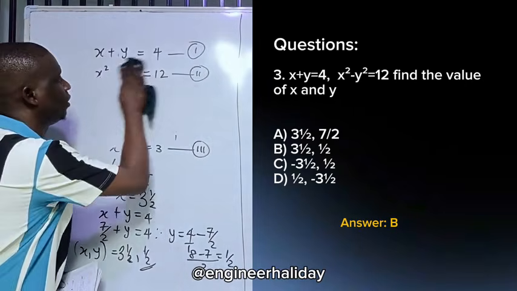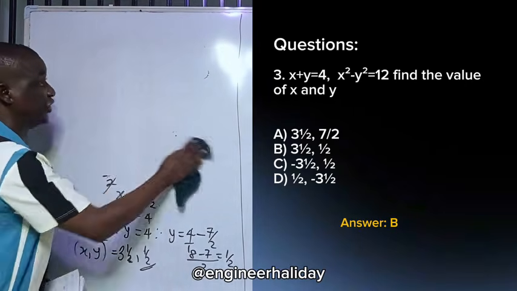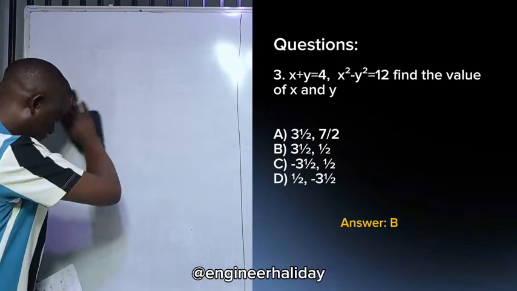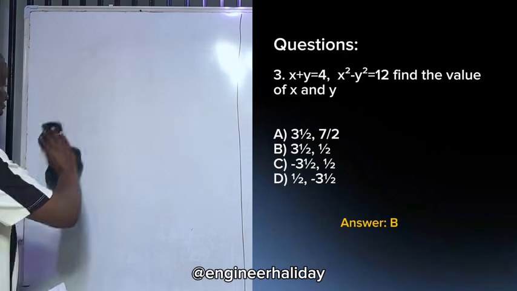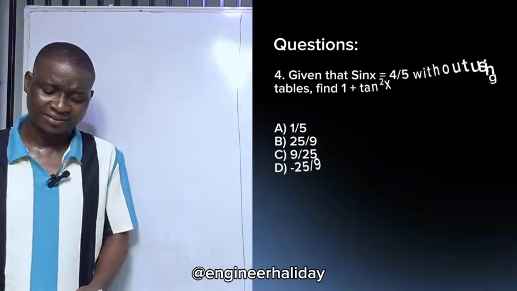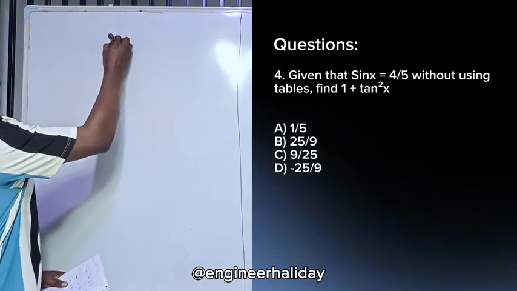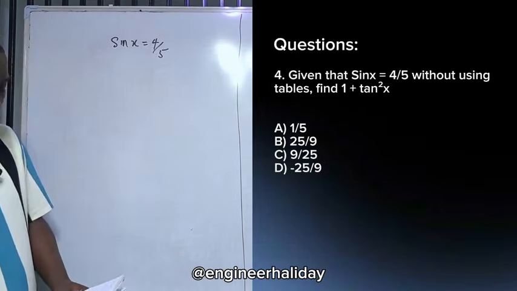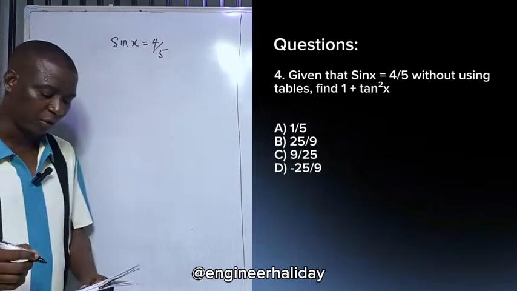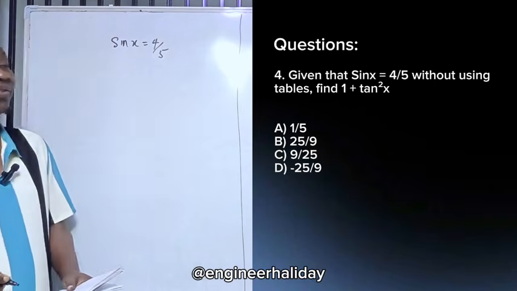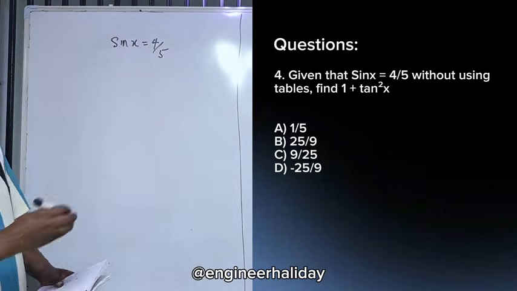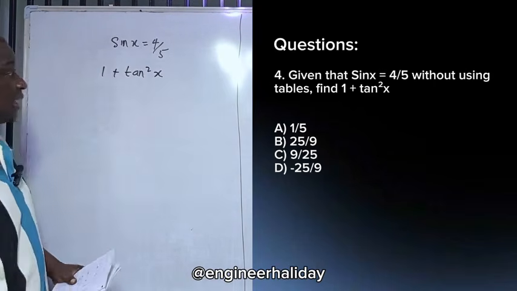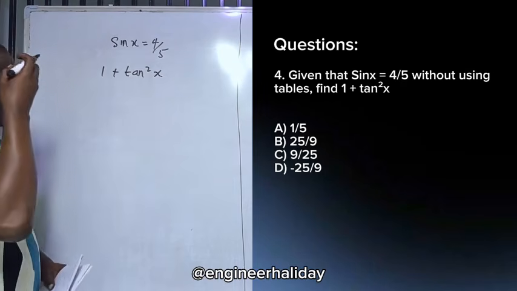Number 4 is talking about trig. Very interesting question. Let's look at it quickly. Now it's given that sine x is equal to 4 over 5. Without using table, find 1 plus tan squared x. Now what we are looking for is 1 plus tan x all square. So this is what we are looking for.